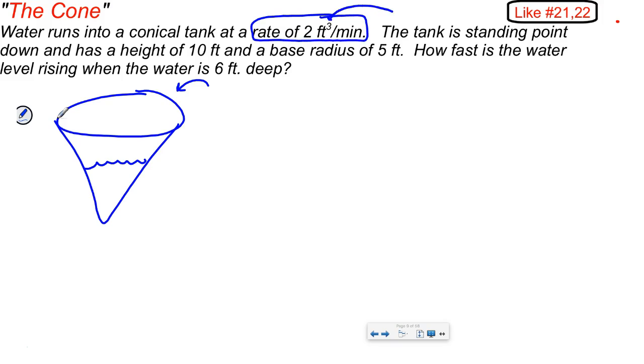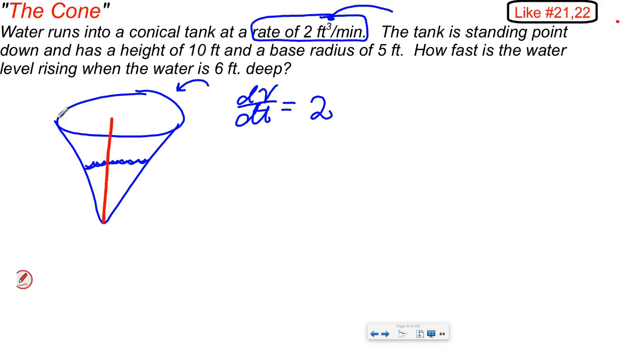Let those units guide you. That's a change in volume. So I'm going to write that down, that the rate of change of my volume with respect to time. Since the water is going into the tank, the volume will be increasing, so I'll use a positive 2 for my rate of change. The tank is standing point down and has a height of 10.